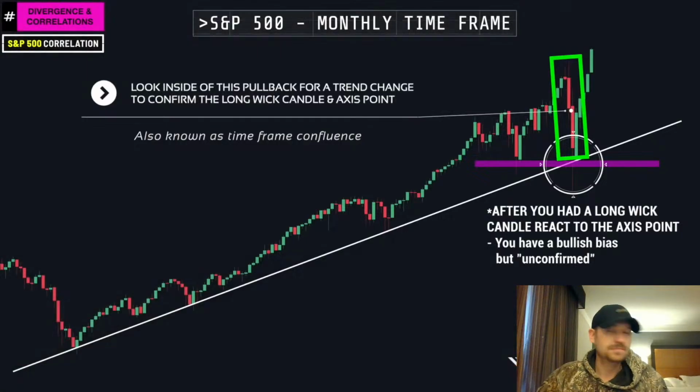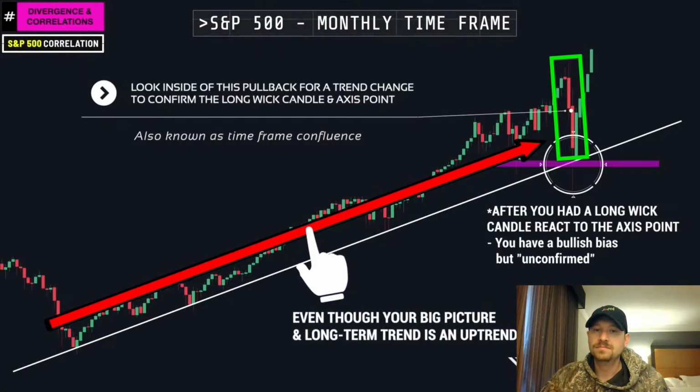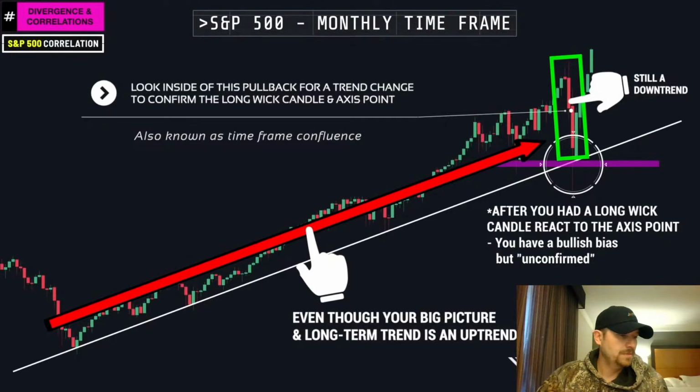And confirm the monthly price action. And the reason we need to do this is because even though your long-term trend is an uptrend, your short-term trend is still a downtrend. So we need the trend change from a downtrend to an uptrend to be confirmed, aka time frame confluence. So let's pull up the daily.